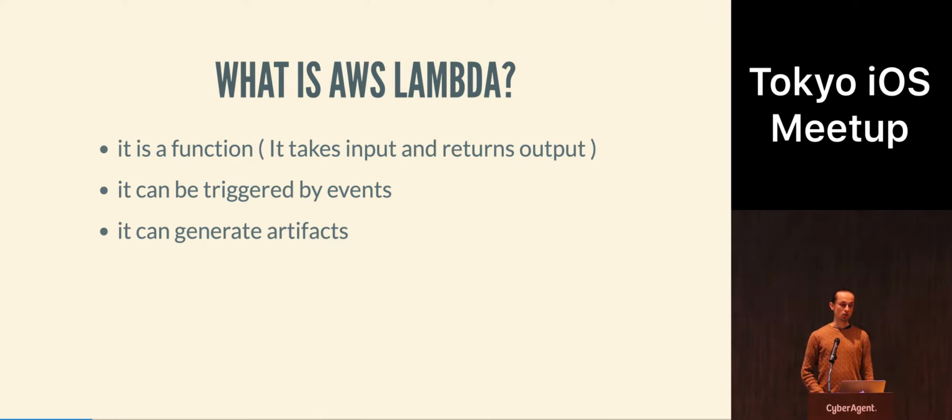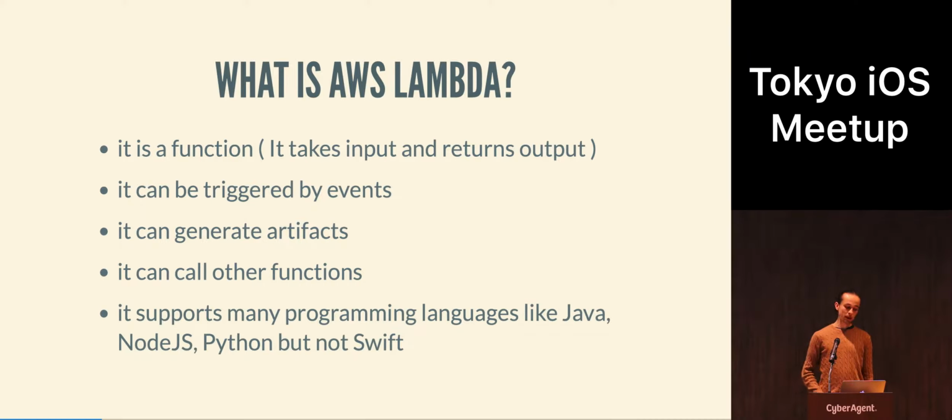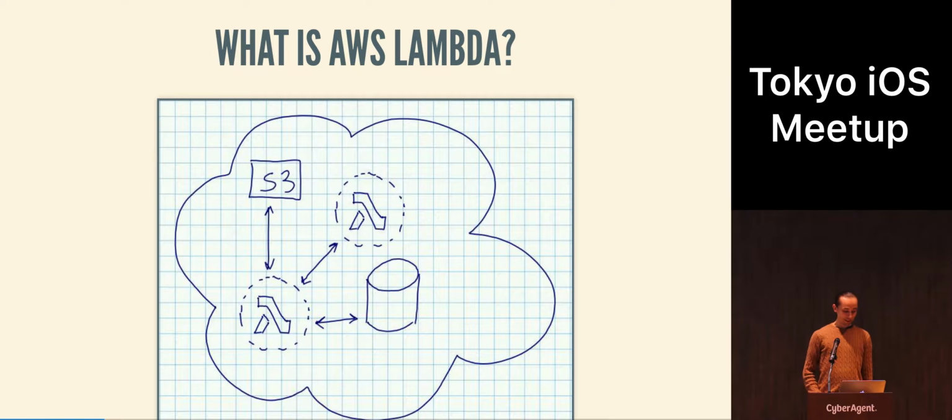It can generate artifacts, so you can execute a Lambda and the result can be saved to S3 or a database. It can call other functions, so you can create quite complex things by combining functions together. At the moment it supports many programming languages like Java, Node.js, Python, but not Swift. So maybe now the image of AWS Lambda is like this: some function that can connect to some other function or some other infrastructure thing in AWS.